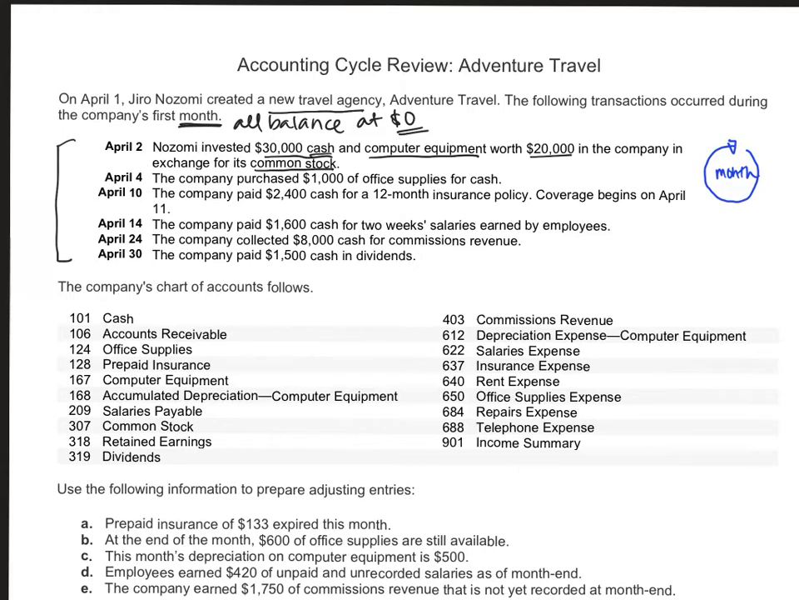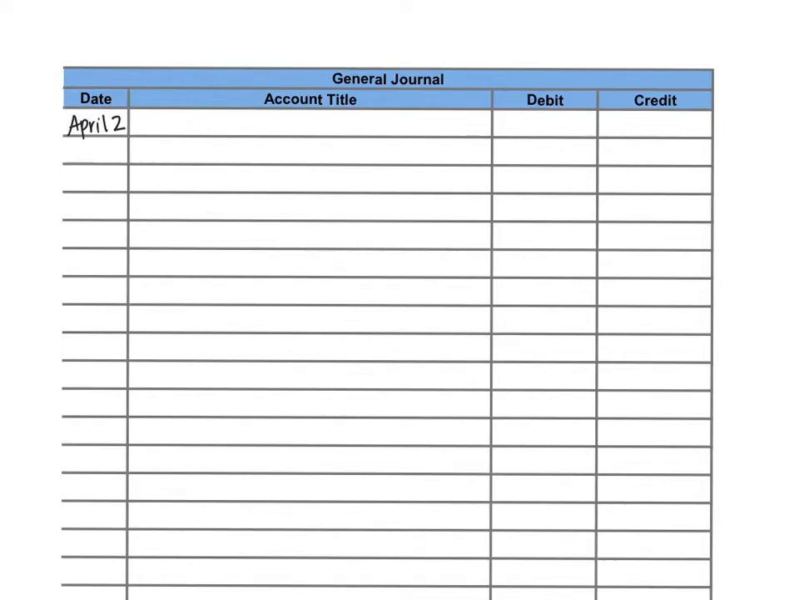So here we do have cash, which is an asset. We do have computer equipment, also an asset. And in exchange we have common stock, which is the main form of ownership, that's equity. So all of these things are going up. Assets will be going up, that's our debits. So we have 2 debits. In exchange for common stock, that's a credit balance account, so that will be our credit.